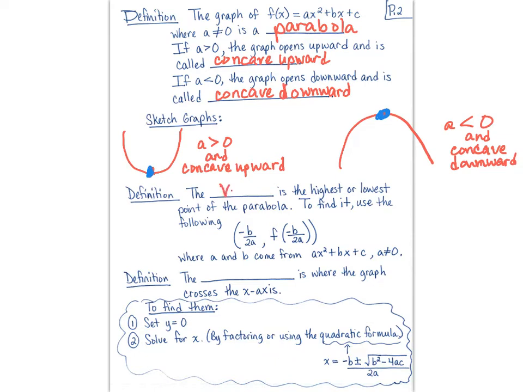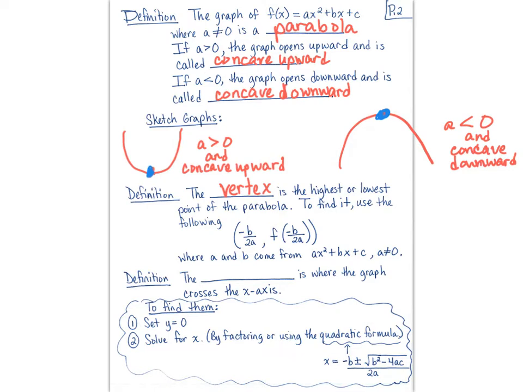So the vertex is the highest or the lowest point of the parabola. So in this case, whenever the graph is concave down, is that the highest or lowest? Highest, good. Whenever it's concave up, you pick up a lowest one. That concept will come in handy again soon. To find the vertex, you use the following: negative b over 2a, comma, f of negative b over 2a, meaning you find negative b over 2a and then substitute it into your function to find your y value. The a and the b come from the standard form for your quadratic function. Notice that a is not 0.